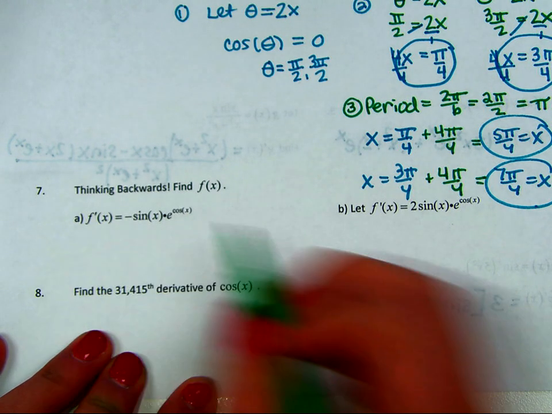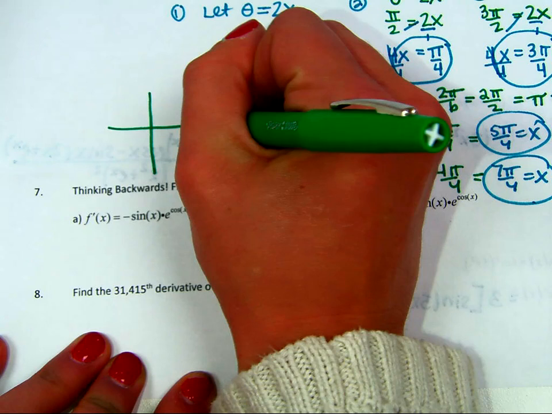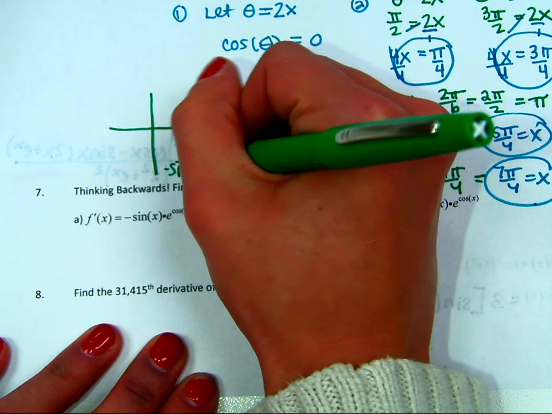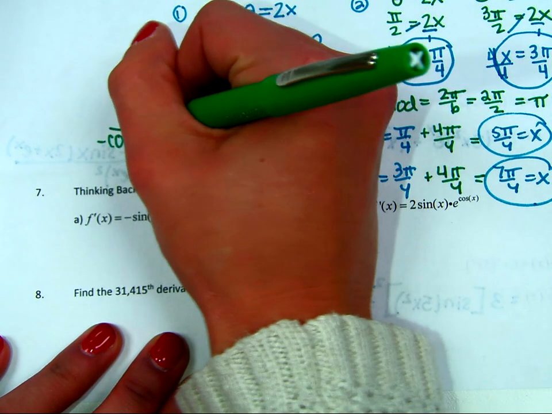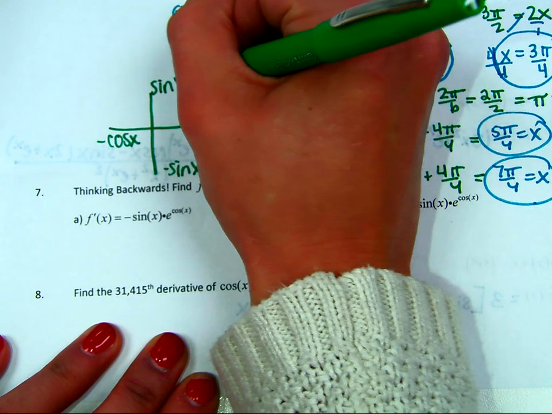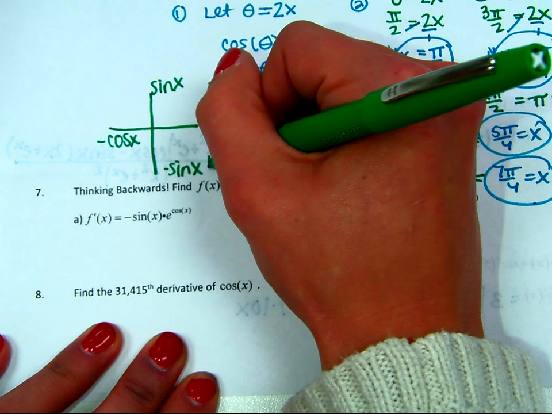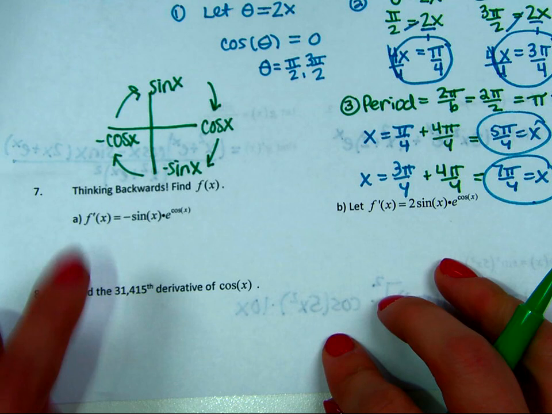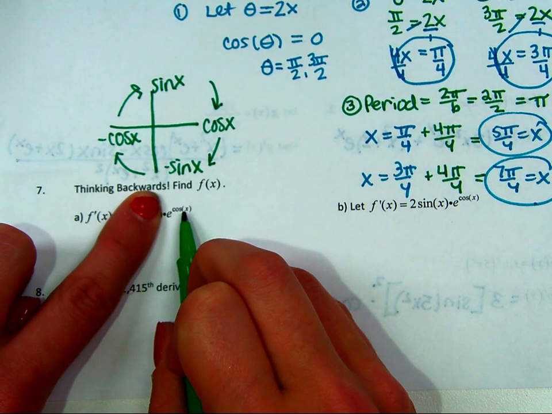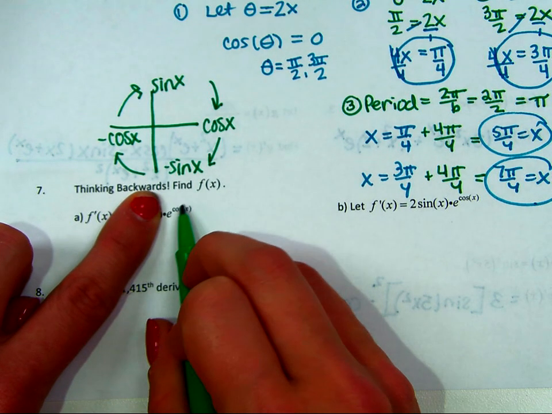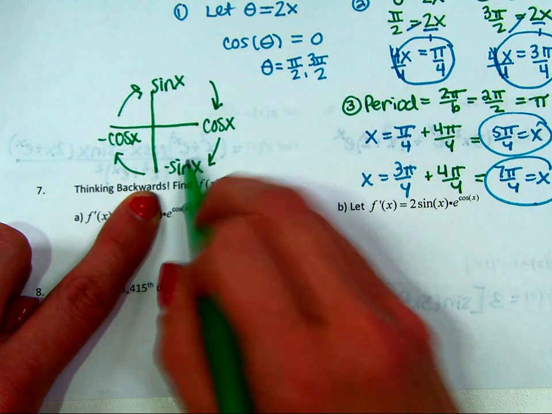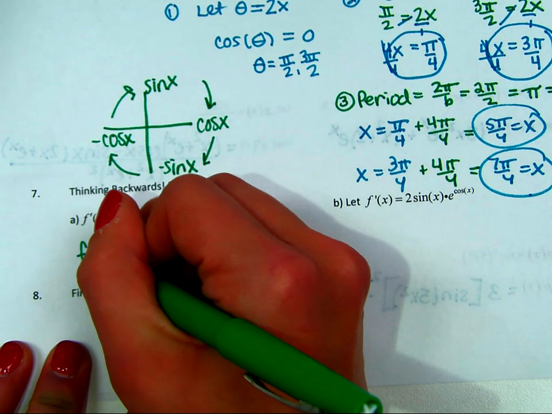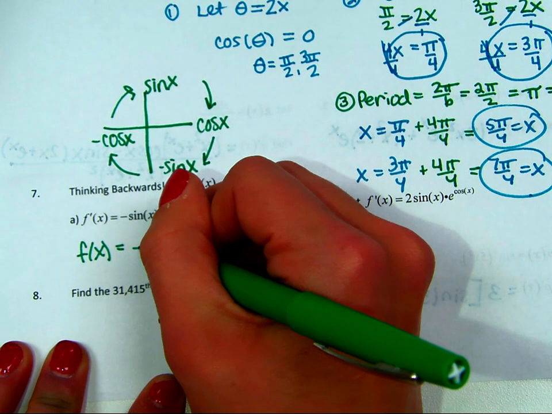If we review our rules about sine and cosine, this is cosine, this is negative sine, this is negative cosine, and this is positive sine, and it goes around this way. Think about if our original function was e to the cosine x. If we took the derivative of the inside, the derivative of cosine is negative sine. That's probably where this negative sign comes from. So I would say our original would have to just be e to the cosine.